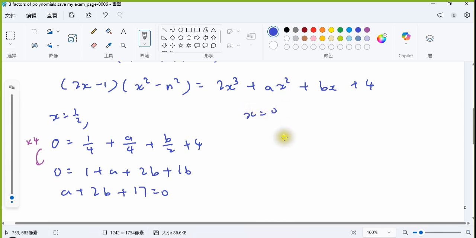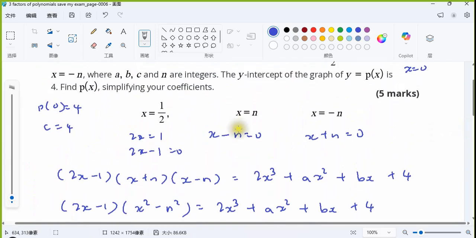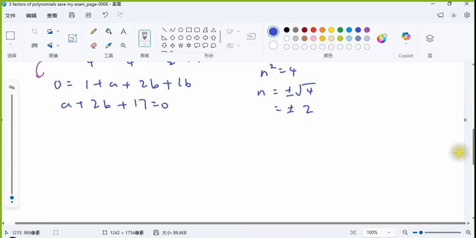So when x equal to 0, then we have negative 1, negative n squared, and then we have 4. So n squared equal to 4. So n equal to plus minus square root 4, which is plus minus 2. Okay, so because we have n equal to 2, then negative 2, there's no difference. Then I will just let n equal to 2 only. Okay, so n equal to 2.